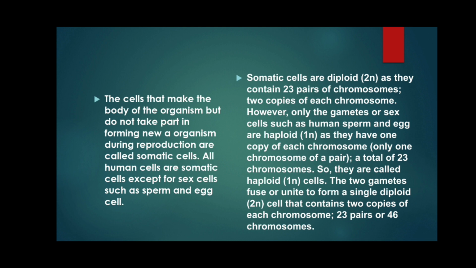Somatic cells are diploid. Diploid means they have 23 pairs of chromosomes, and means 2 copies of each chromosome, whereas the gametes are haploid as they have 1 copy of each chromosome, meaning 23 chromosomes. Gametes are haploid in the sense that they have only 23 chromosomes, whereas somatic cells are diploid in the sense that they have 23 pairs of chromosomes.